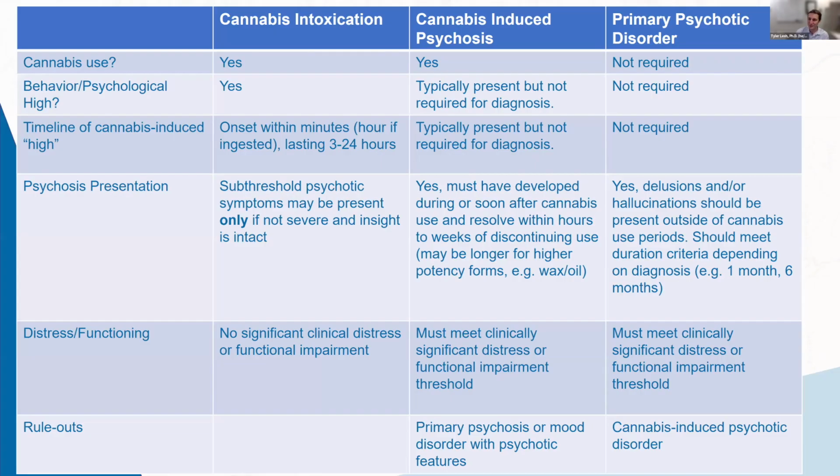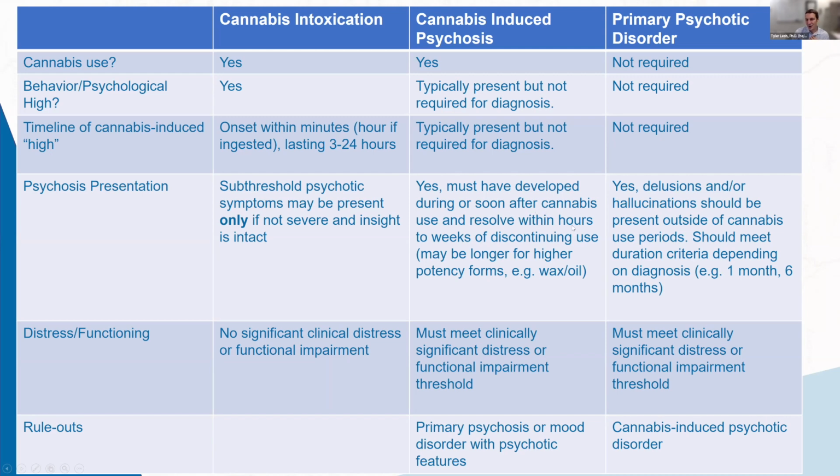You can refer to this table later. I did want to just illustrate how you would differentiate between someone who's intoxicated on cannabis, where you might get some subthreshold psychotic symptoms, but really nothing severe. And you wouldn't expect someone to be clinically distressed or impaired if someone is just high, right? And that's different from someone who's actually experiencing threshold, significant psychotic disorder or psychosis symptoms that are emerging really proximal to cannabis use, really soon after they start using cannabis.